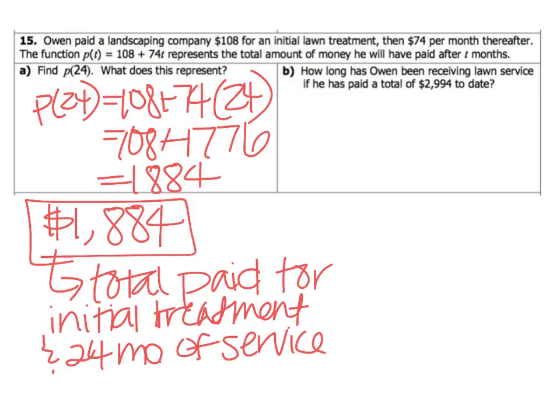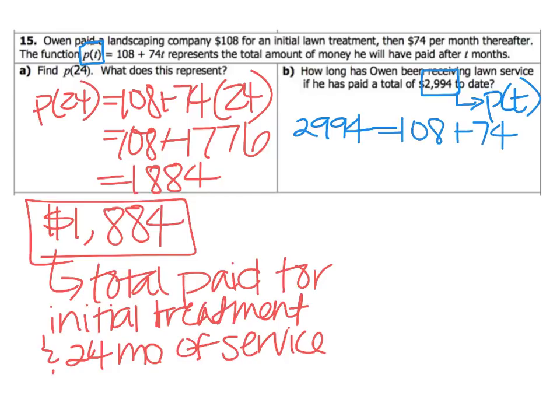$2,994 to date? So now the second part of this question is asking, if this is our P of T, this is our output, right? This is what it equaled at the end. This was our total. So we want to take this number and plug it in to here. So we would write an equation that looks like this. We would say 2,994 equals 108 plus 74t. Now we're solving for t. So how long? We want to know how many months, we're solving for t.